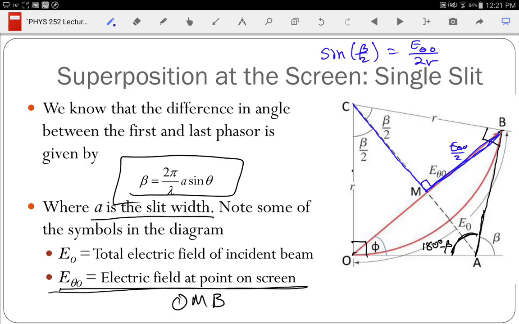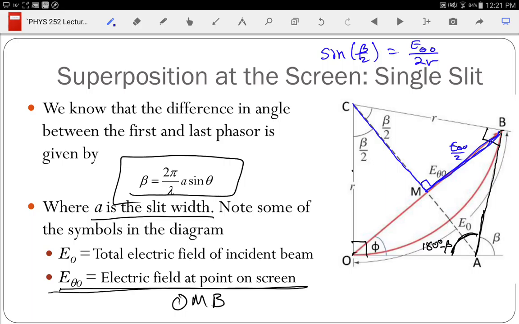Now, R is really truly meaningless. R is not important to me. And so now I have a relationship between E theta 0 and beta. Beta is meaningful because it relates to theta, my viewing angle, and A, the slit width. But that R means nothing to me. But all is not lost, because I can also look at this arc and relate R to E0.